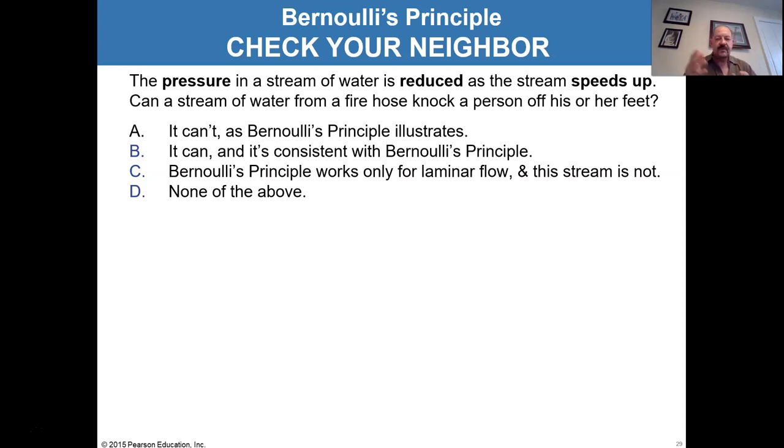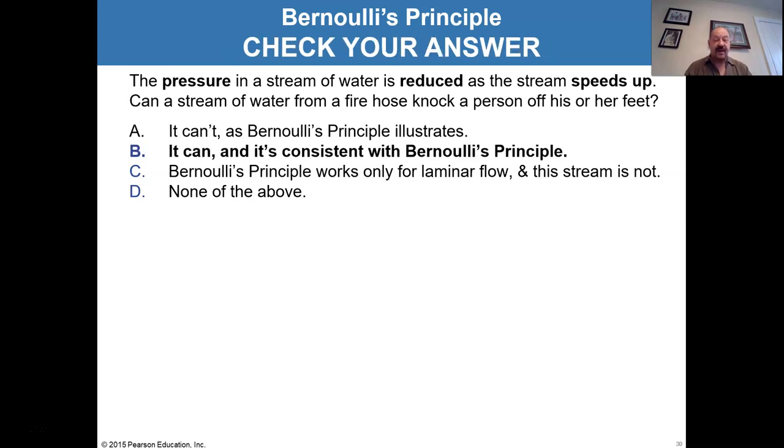Well, we have these answers here. A, it can't, as Bernoulli's principle illustrates. B, it can, as consistent with Bernoulli's principle. C, Bernoulli's principle works only for laminar flow, and this stream is not. D, none of the above. Well, it turns out that it can knock you down. It's consistent with Bernoulli's principle, but it almost has nothing to do with Bernoulli's principle.